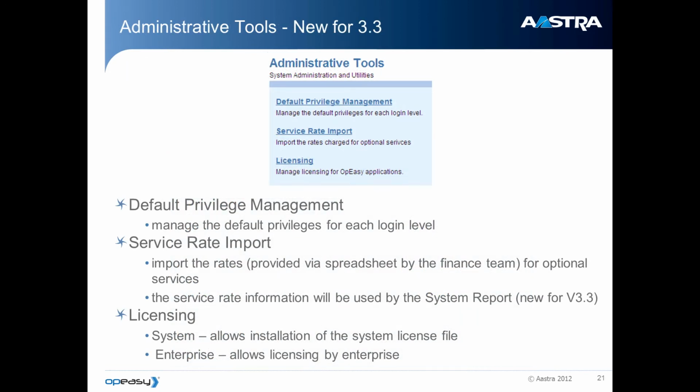For administrative tools, new in 3.3, the default privilege management then manages the default privileges for each login level. The service rate import imports the rates provided via a spreadsheet by the finance team for optional services. The service rate information will be used by the system report. And licensing for the system and enterprise allow for the installation of system license files and enterprise license files, respectively.